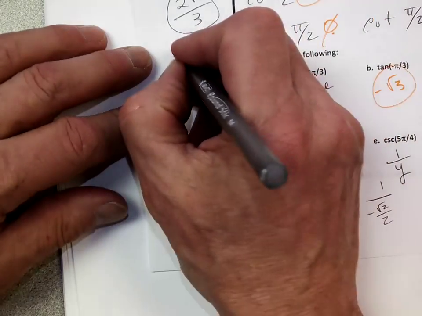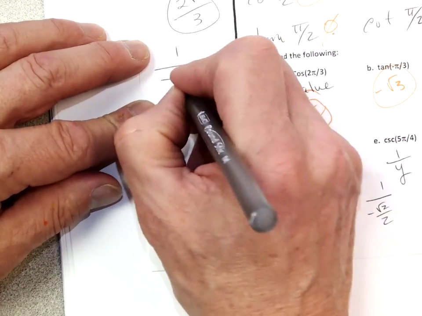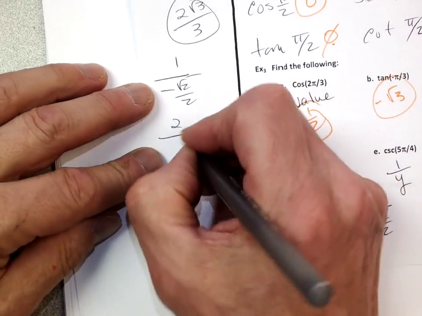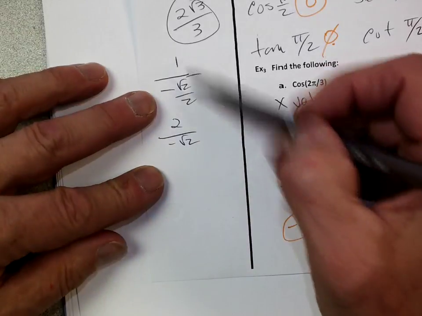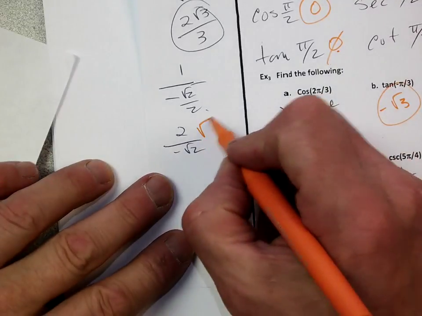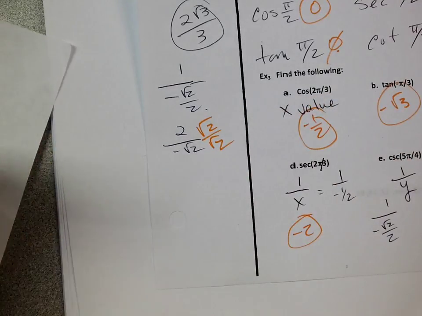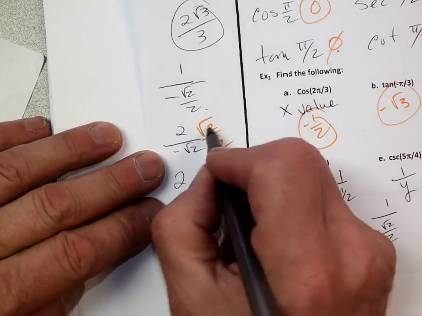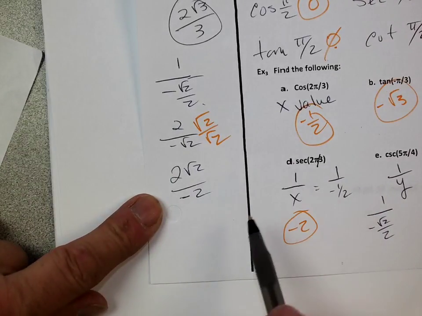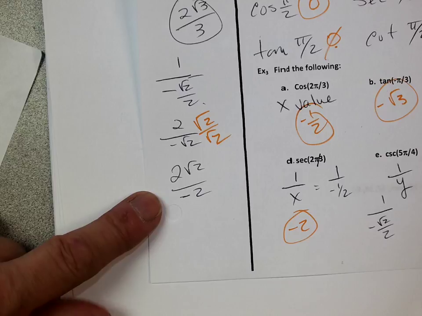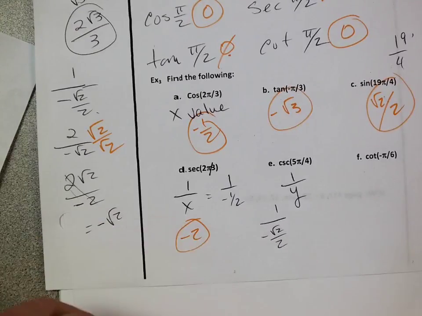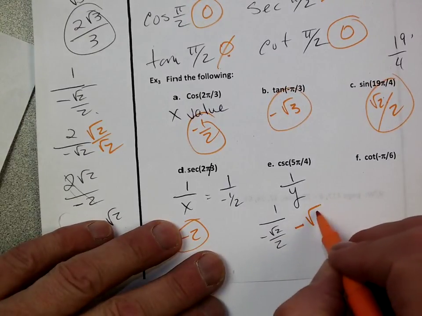What is 1 over negative square root of 2 over 2, okay? So I flip it first. Make it 2 over negative square root of 2. Flip it first because 1 over a fraction just flips it. Now I can't have a square root at the bottom, so I rationalize it. Square root of 2, square root of 2, which will give me a 2 square root of 2 over negative 2, which just becomes a negative square root of 2 because the 2's cancel. So cosecant of 5 pi fourths is just going to be a negative square root of 2, okay?